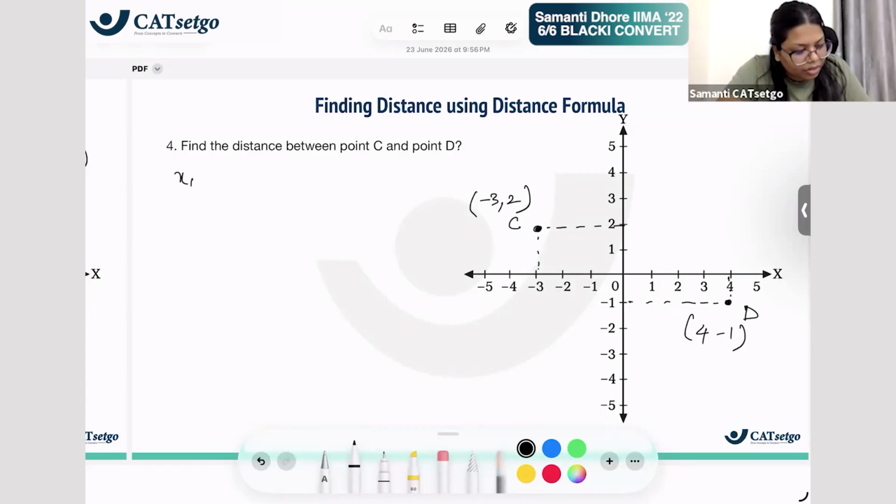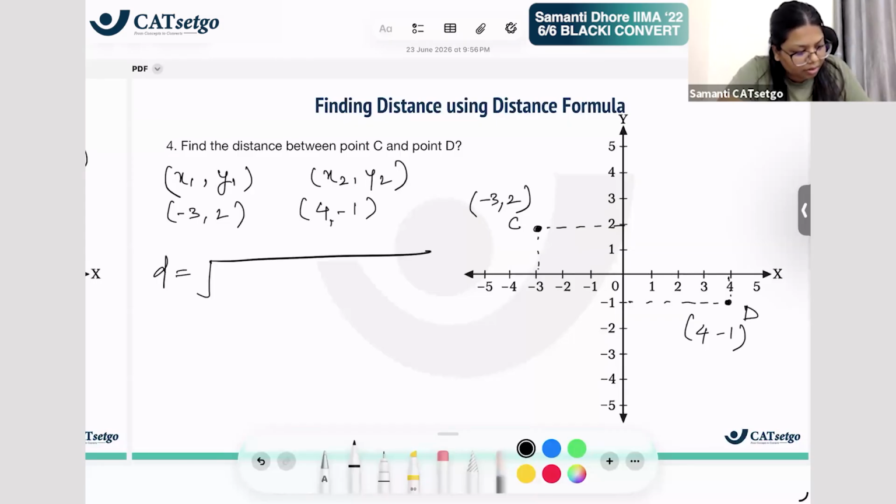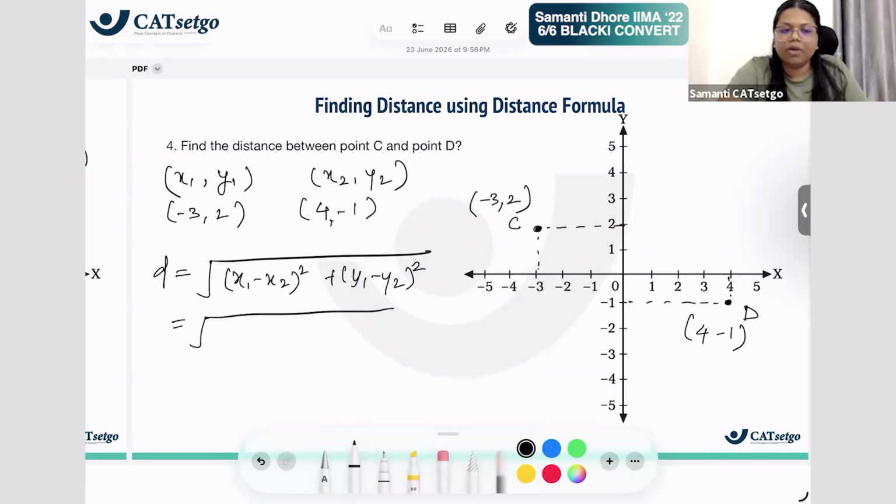Right? So x1, y1, x2, y2, we have 2 points: (-3, 2) and (4, -1). So here the distance D is going to be (x1 minus x2) squared plus (y1 minus y2) squared. Right? You can take any one as x1, x2. It is not that this has to be 1, this has to be 2. Interchange it. Any which way it is going to be squared, so the negative sign won't matter.